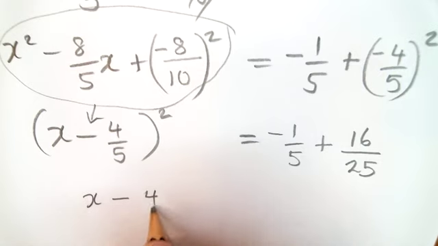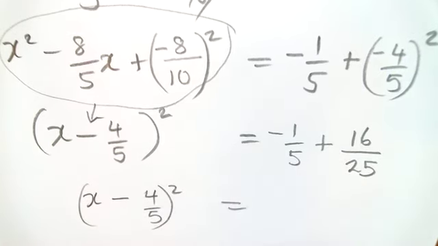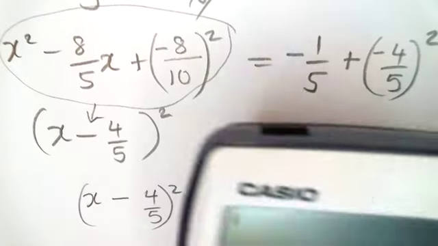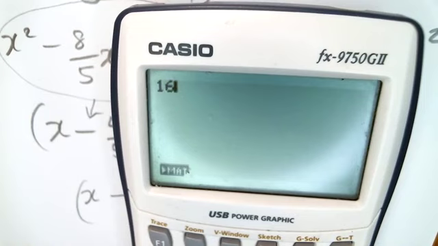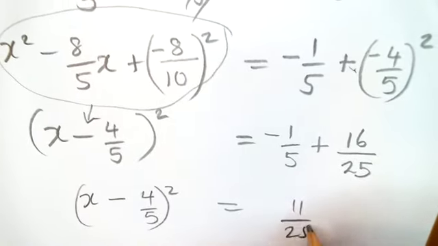4/5 all squared is equal to, and I'm just going to use the calculator for this bit, so I've got 16 25ths minus a fifth. Let's see what we've got. 11 25ths. That sounds good. So I've got 11 25ths.